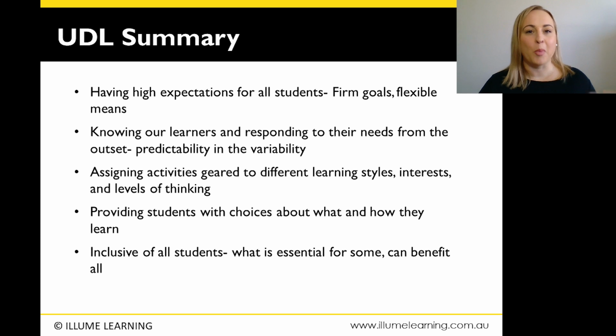We need to make sure that we incorporate choice. So, like I said at the beginning, a really big part of Universal Design for Learning is choice about what our students learn and how they show us what they know. So that, over time, when you teach them how to make these choices, they become really independent learners, expert learners, and are able to make really informed, quite incredible choices about how and what they learn. And then finally, my big takeaway here from UDL is it is about all students. So it is inclusive of all. And that idea of what is essential for some can benefit all is a really, really important message to take away.